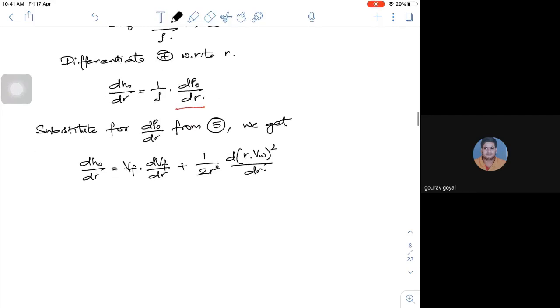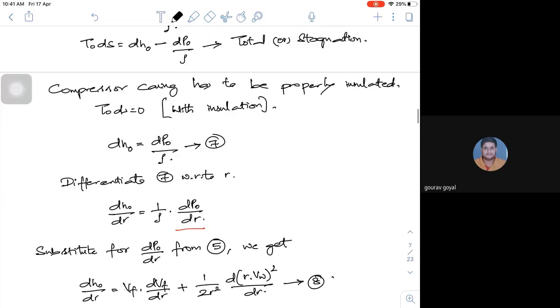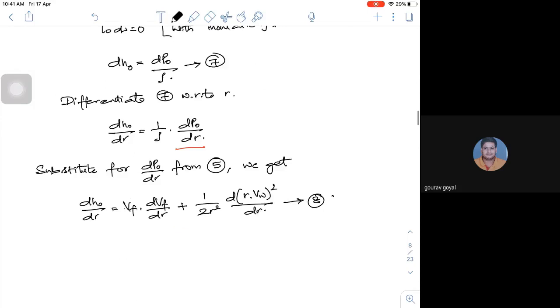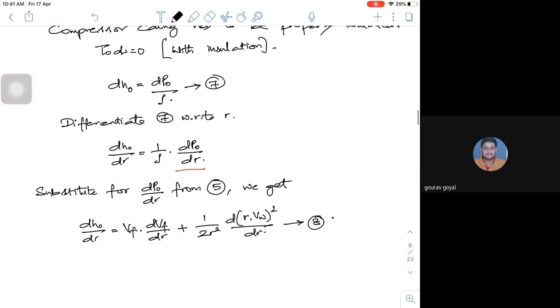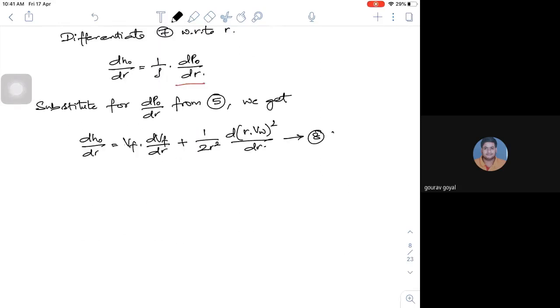So I'm calling this equation number 8. This is the condition where you have your insulation equal to 0. And if I take, in case 2, a sub case for constant energy transfer, this is case 2, where we have the insulation for a compressible flow.